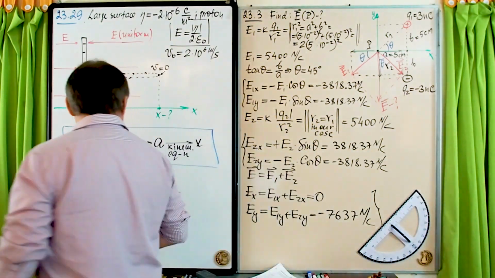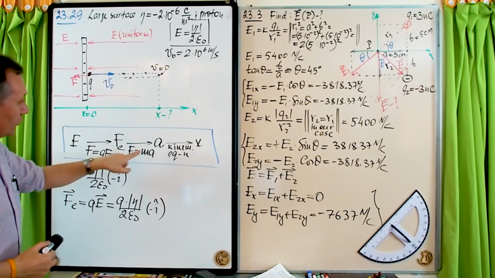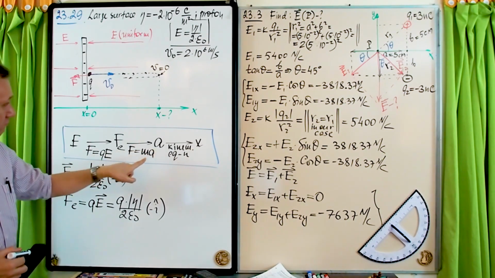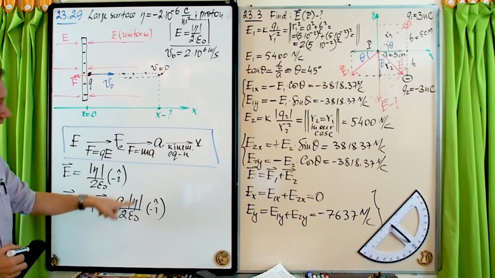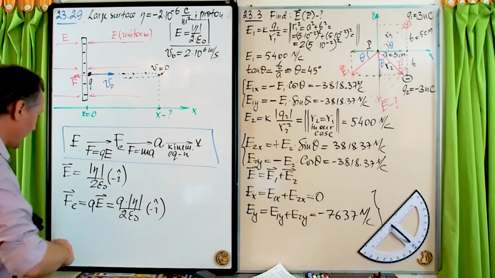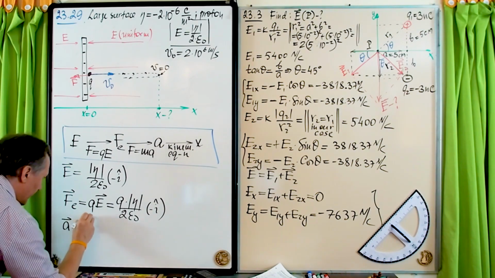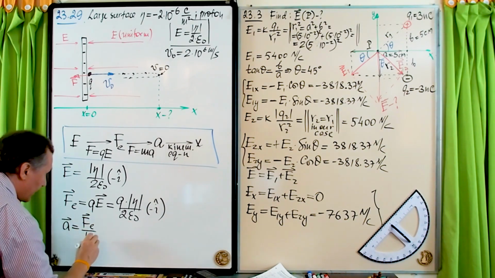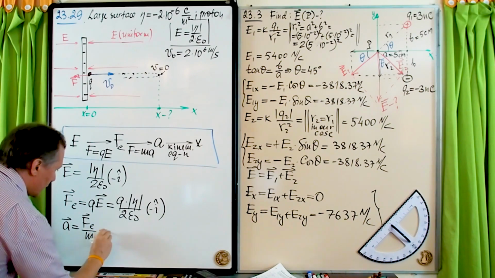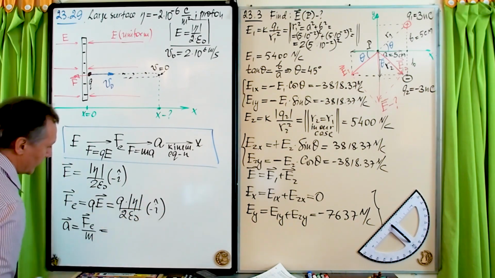So now we have to move to this acceleration point. We just need to take this and divide it by mass, so Newton's second law. Acceleration will be equal to the electric force divided by the mass, Newton's second law. So just basically the whole thing divided by m.